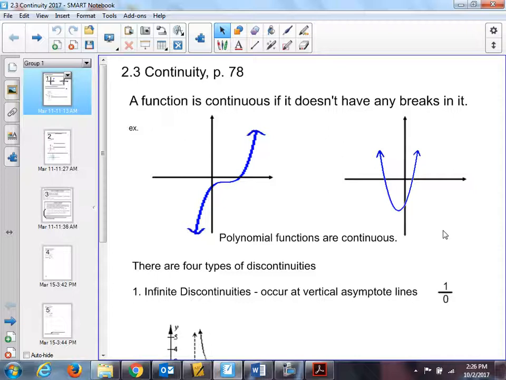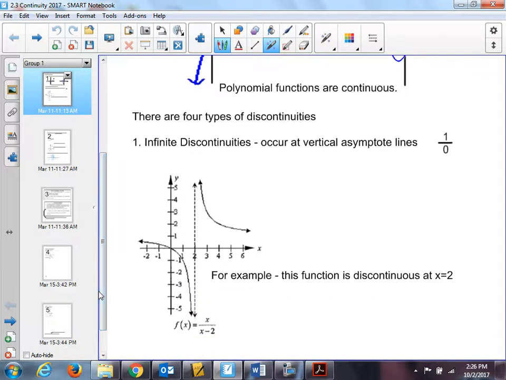Now, I think you guys have an intuitive grasp of what continuity means. Continuous. Function's continuous, no breaks. Smooth. Okay. Now, in general, polynomial functions are continuous. If you're just given the equation, polynomial, no rational part to it, it's going to be continuous. There's 4 types of discontinuities, and they tend to appear then with rational functions or piecewise functions, sometimes absolute value functions, which can always be translated into a piecewise function.